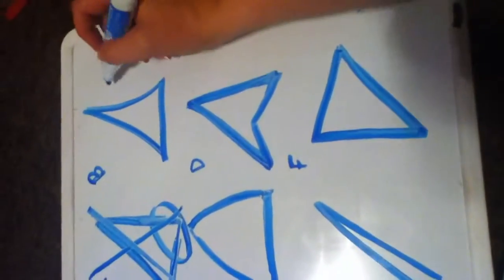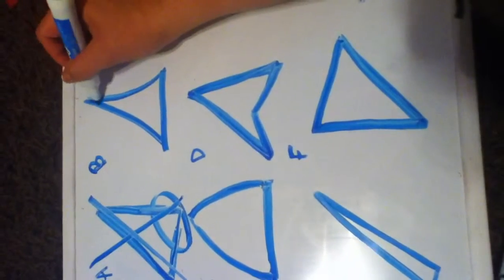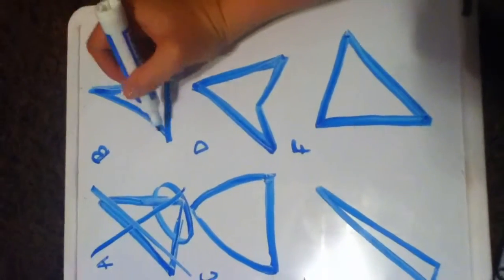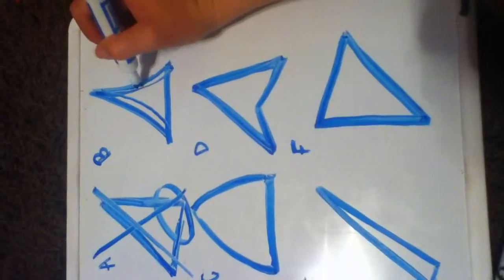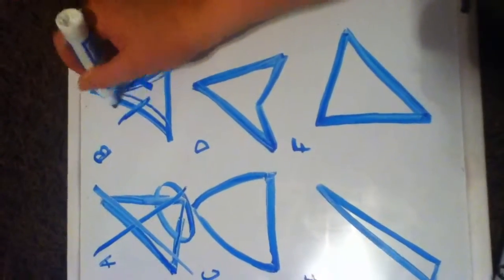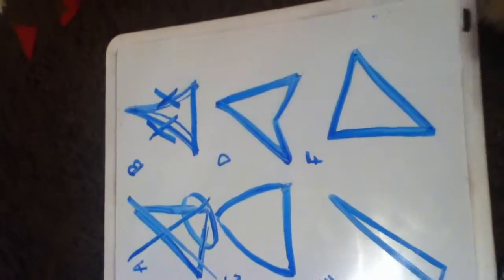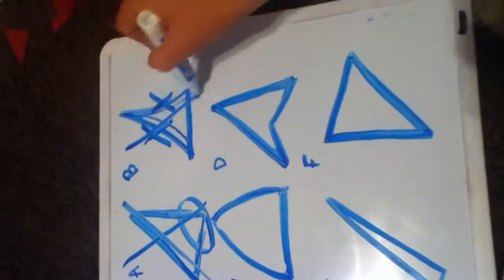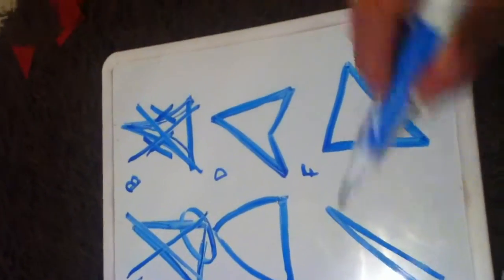Good, because these sides right here are shaped in like an arc, and so they are not straight. So these sides are not straight, even though this bottom one is. So B is not a triangle. Next, let's look at C.